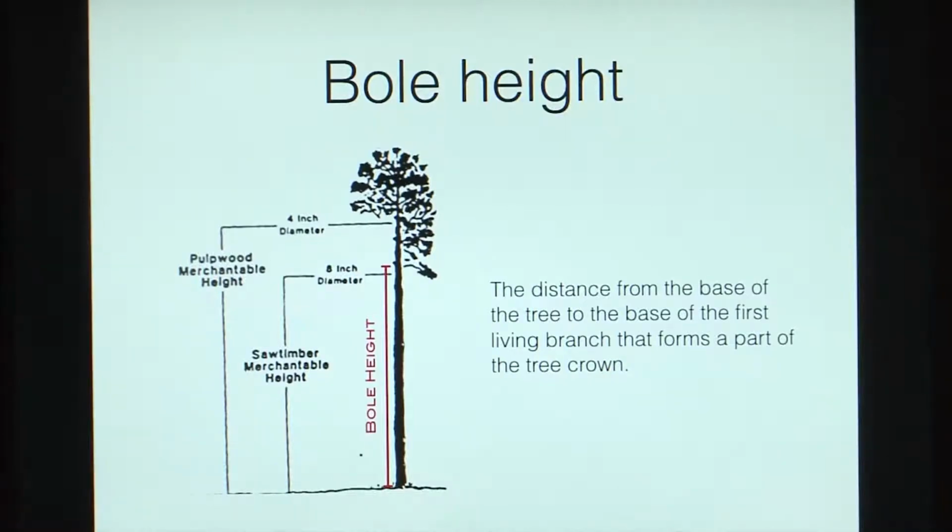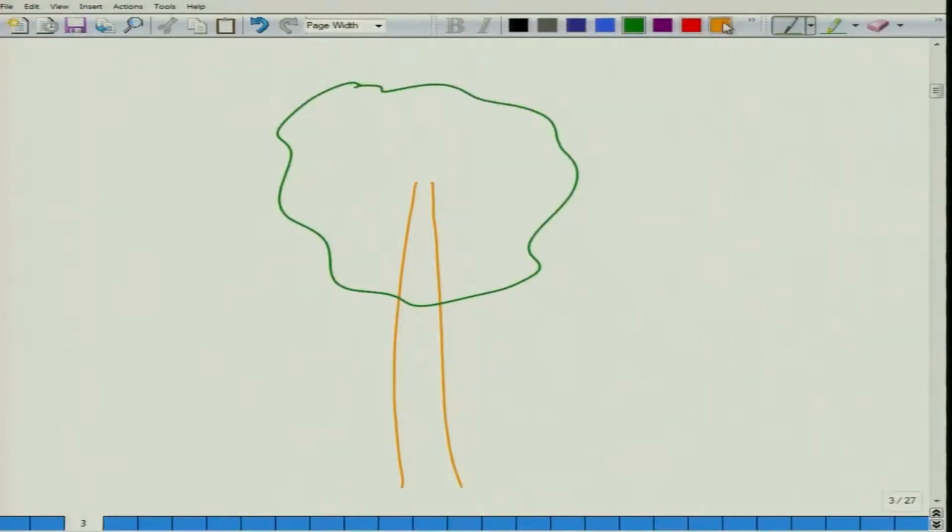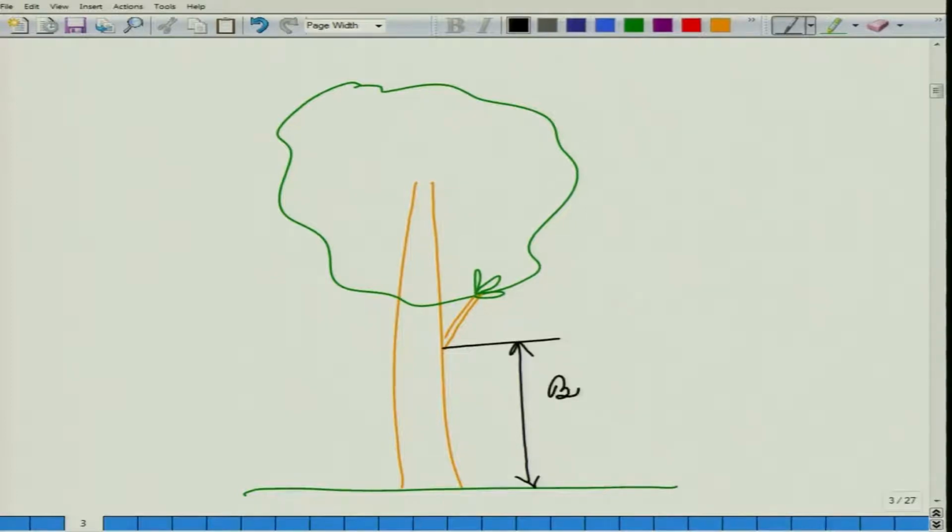So, what do we mean by that? Let us again draw a tree. Suppose this is our tree, this is its crown, and we have one branch that goes like this and forms part of the tree crown. In this case, if this is the crown, this portion would be called the bole, and the bole height is the height of the bole.